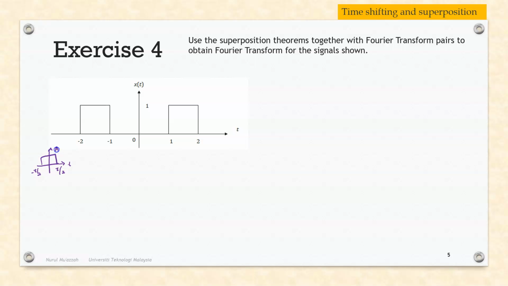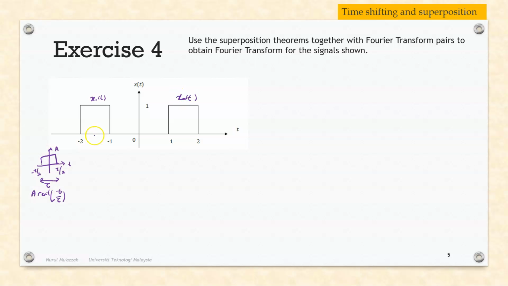Okay, and the amplitude here is A, and the duration here is tau. So for this rectangle, the equation is A rect(t/tau). Then based on this first rectangle, we can derive the equation here. So let's say I put this as x1(t), and this second rectangle as x2(t).